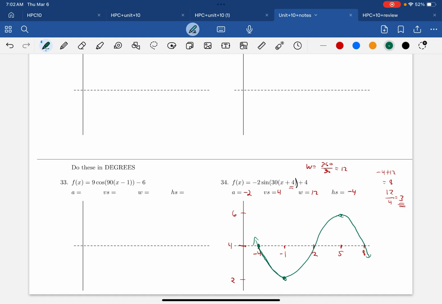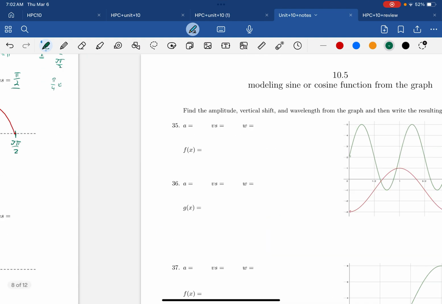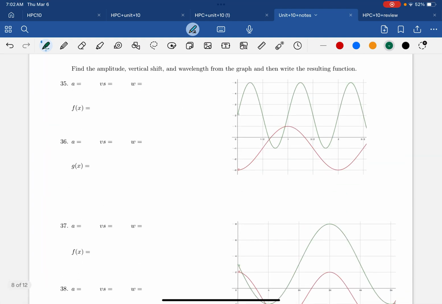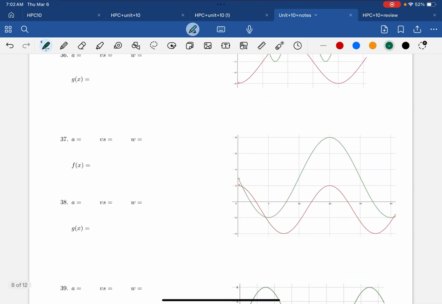Nice. So do number 33 as well. Let's go over this page. You've got 6 problems here. Let's just do a group of 2, okay?